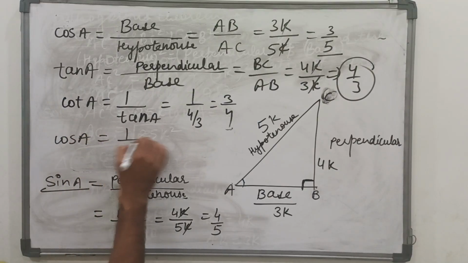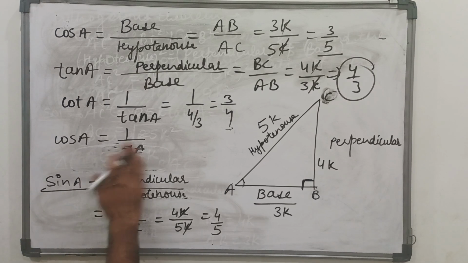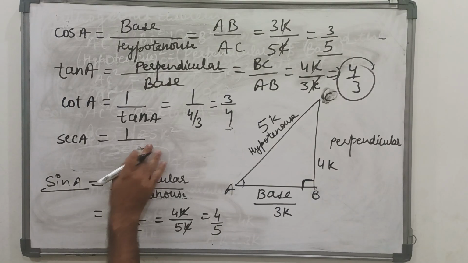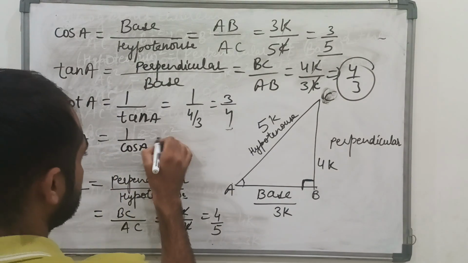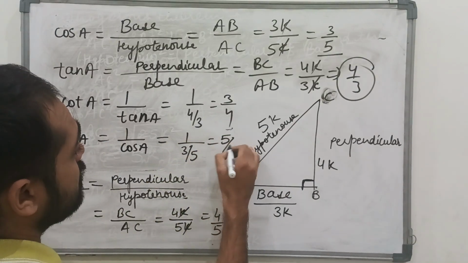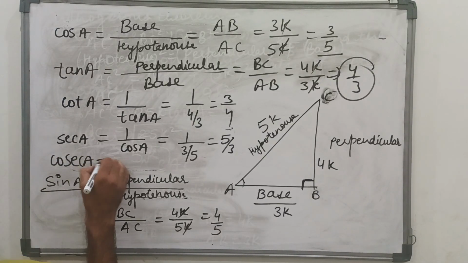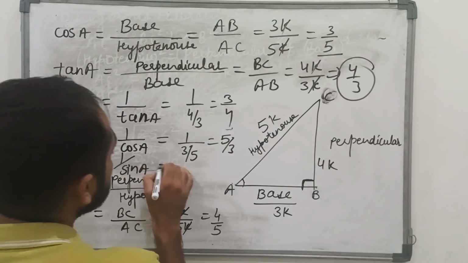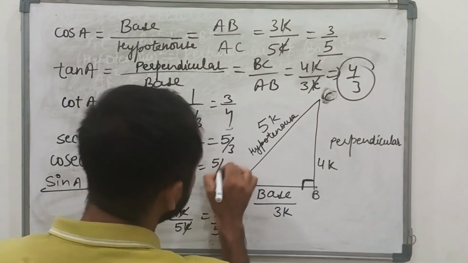Now I want to find out sec A. Sec A is the reciprocal of cos A. So what is cos A? 3 by 5, so 1 upon 3 by 5 is 5 by 3. Now next step is cosec A. Cosec is the reciprocal of sine A. Sine A is 4 by 5, so cosec A is 5 by 4.